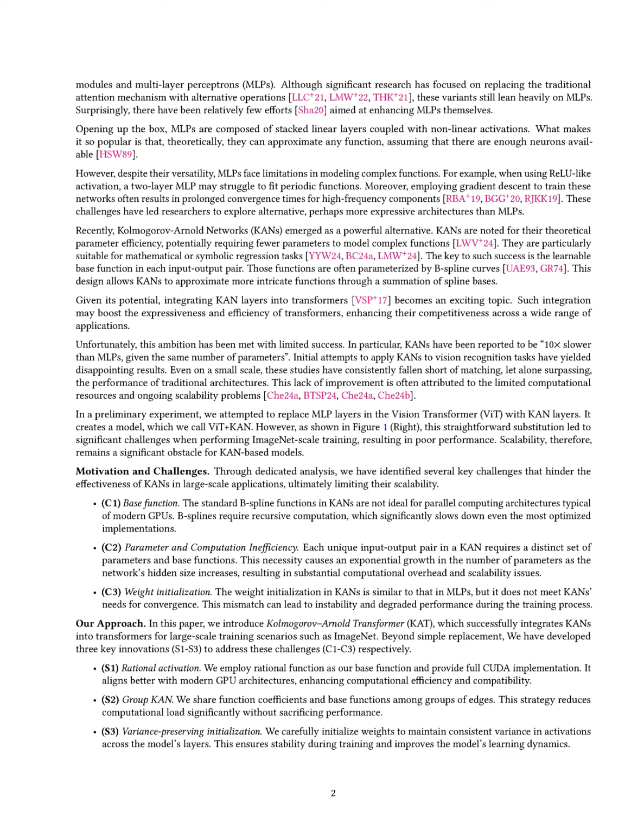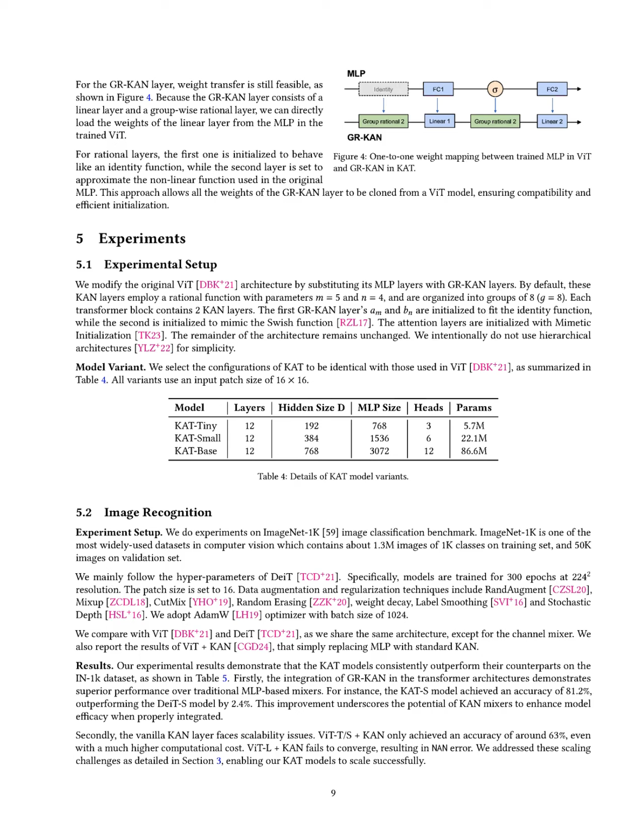1. Rational activation functions that are optimized for GPU performance. 2. A group KAN approach that shares parameters among groups of edges to reduce computational load. And 3. A variance-preserving weight initialization strategy to ensure stable training. This integration allows CAT to maintain the attention layers of the original transformer while enhancing the overall model's performance, as demonstrated by its superior accuracy on tasks like ImageNet classification compared to traditional MLP-based transformers.